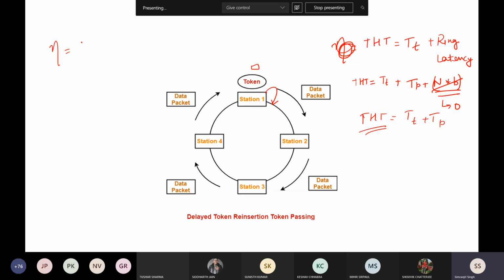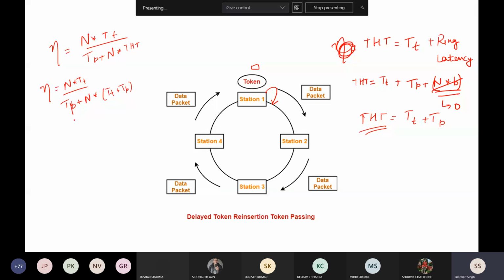The efficiency formula was n into TT over TP plus n into THT. Putting in the value of THT, it will be n into TT over TP plus n into (TT plus TP). You can easily understand it. TT means the time taken by the station to put the packet onto the link, and TP is the time the whole packet takes to make a whole revolution. Now again you can solve it.